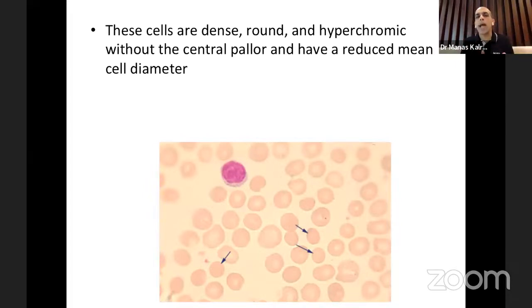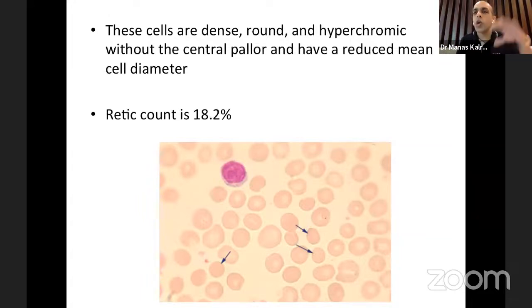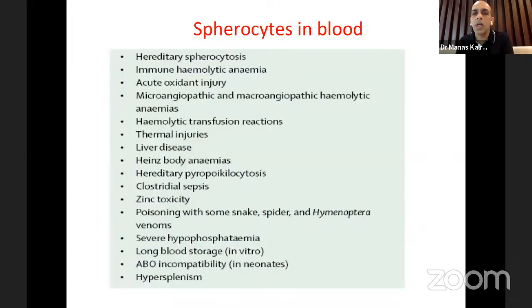They do not have central pallor. They may have a reduced mean cell diameter. But because the retics become very, very high, and retics are generally large, your MCV may come out very high in cases of hereditary spherocytosis because the retics are being picked up for the MCV. Otherwise, the spherocytes are not really very large.